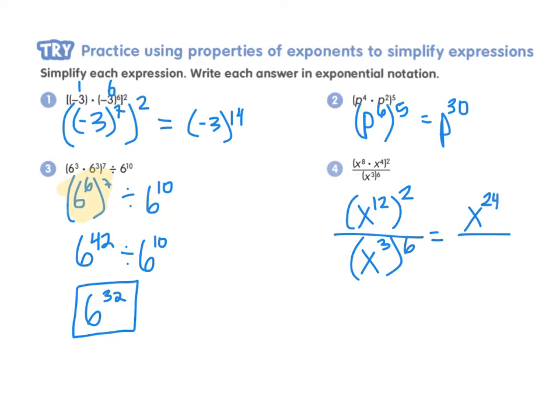On the bottom, I have x to the power of 3, x to the power of 3, x to the power of 3, x to the power of 3, 6 times. So that's 18 total x to the power of 3's. Now I have division. I have x to the power of 24 divided by x to the power of 18. When you divide, you subtract the exponents. So this gives me x to the power of 6. That's my final answer for this problem.